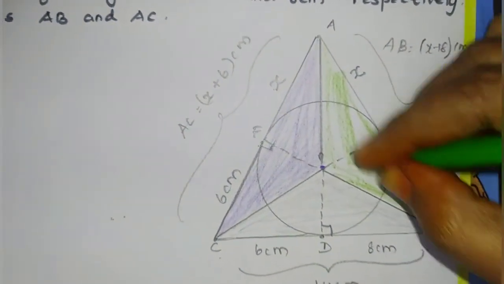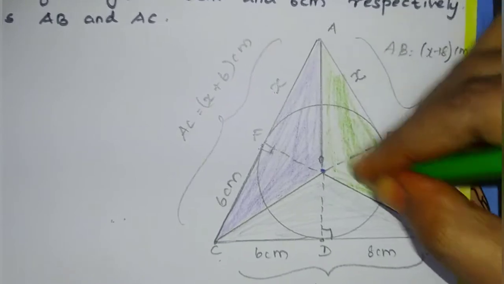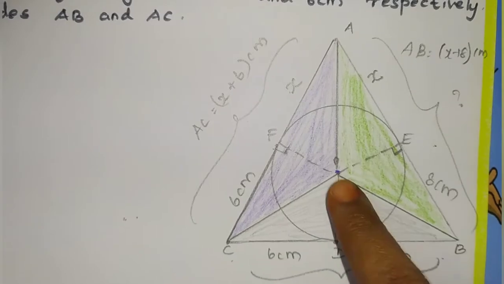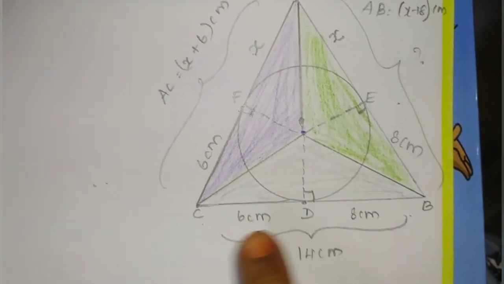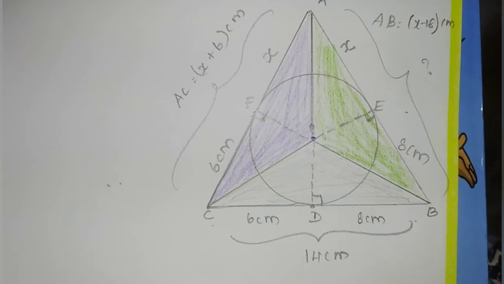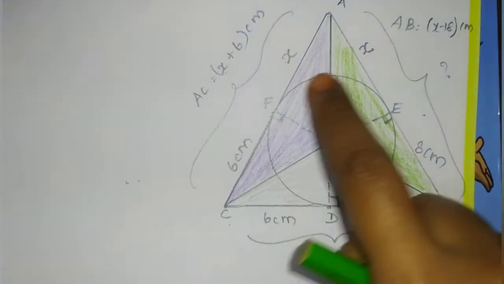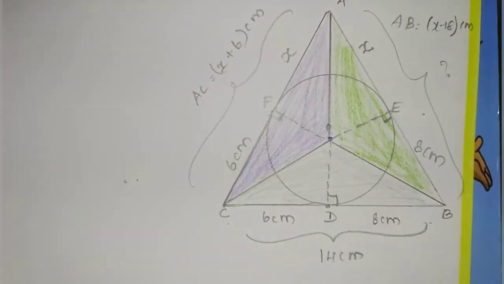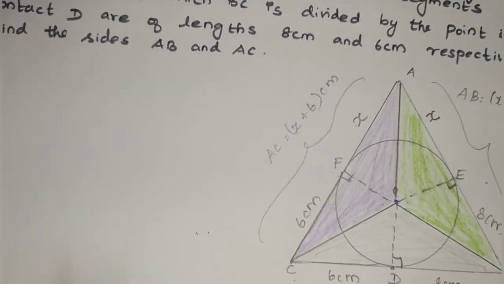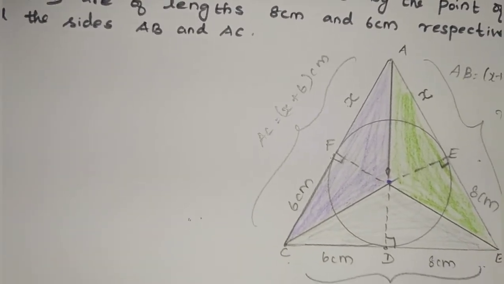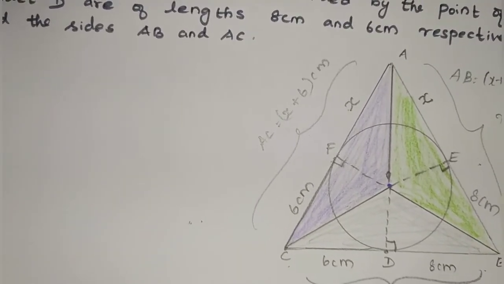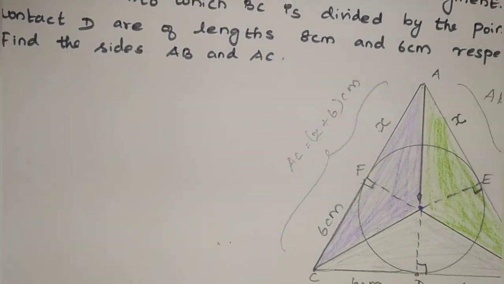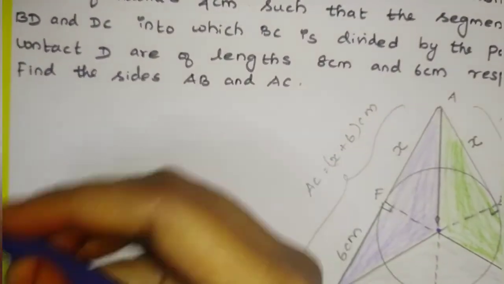These 3 triangles I'm going to take. So tell me, children, area of the triangle AOC, area of the triangle BOC plus area of the triangle AOB, if you add all the areas, what will you get? You will get the area of the full triangle. Clear, children? That I am going to equate and find the sides AB and AC. Okay.